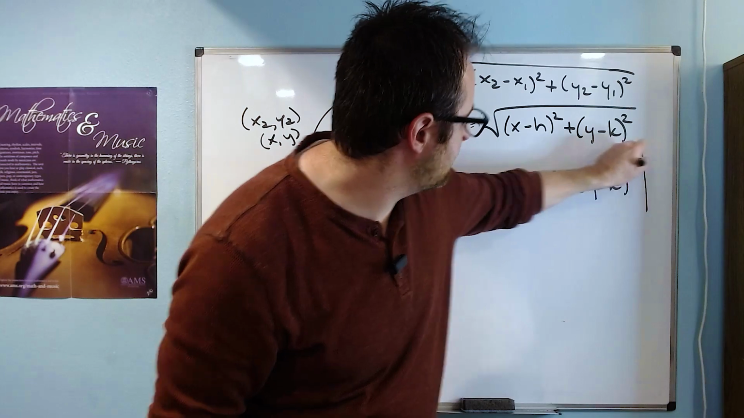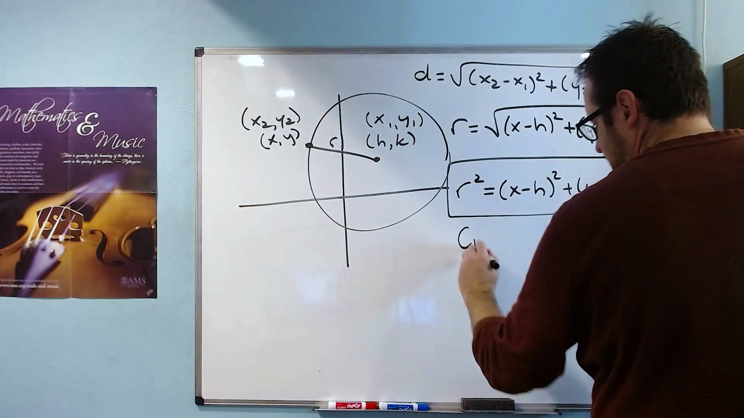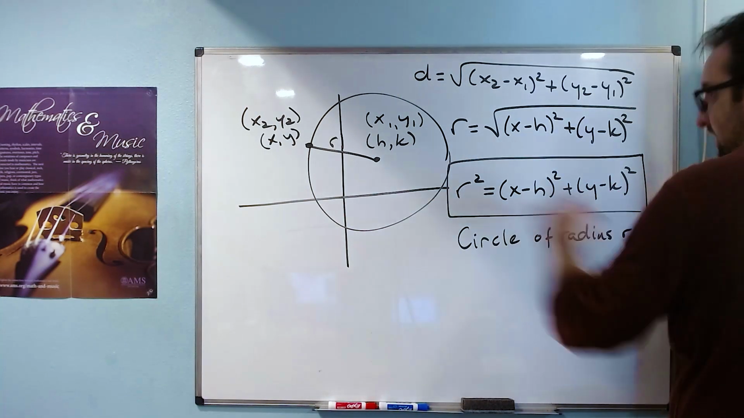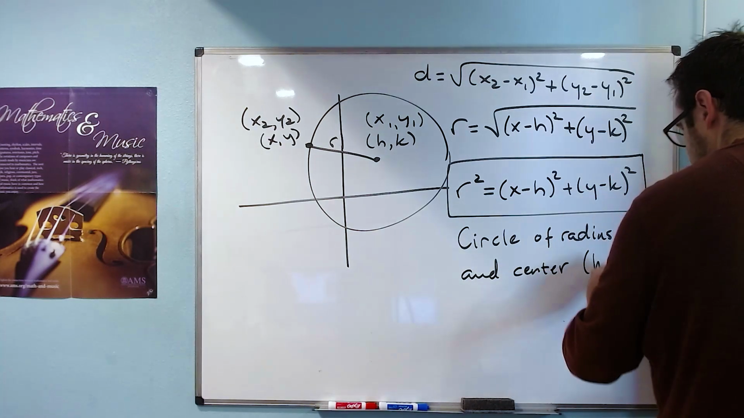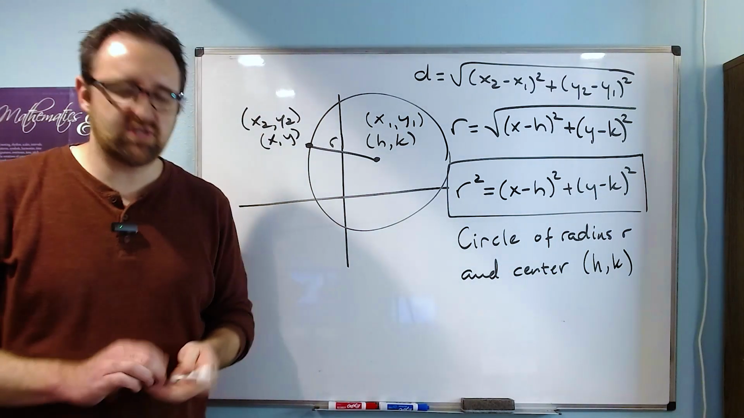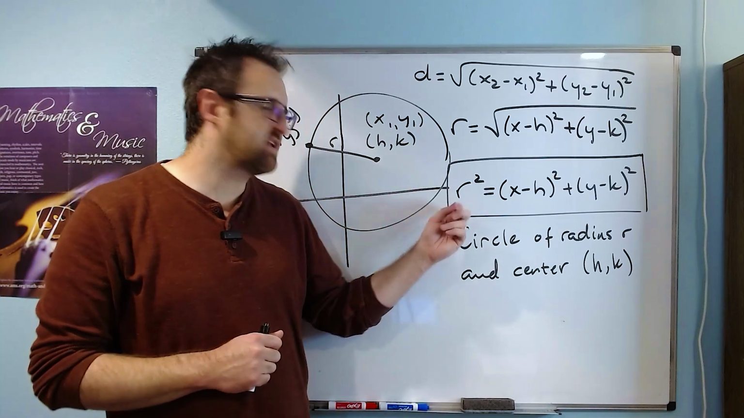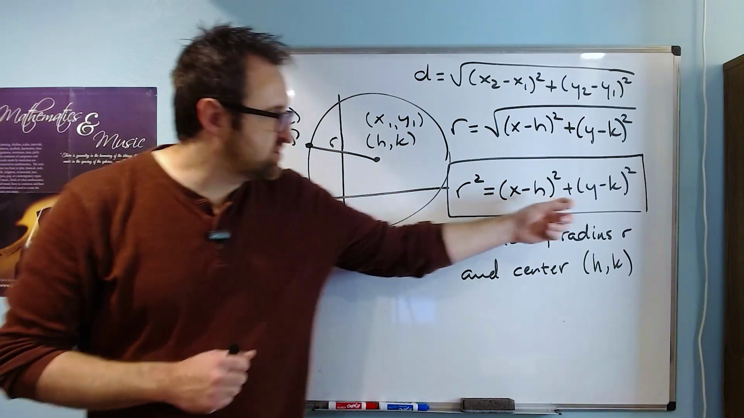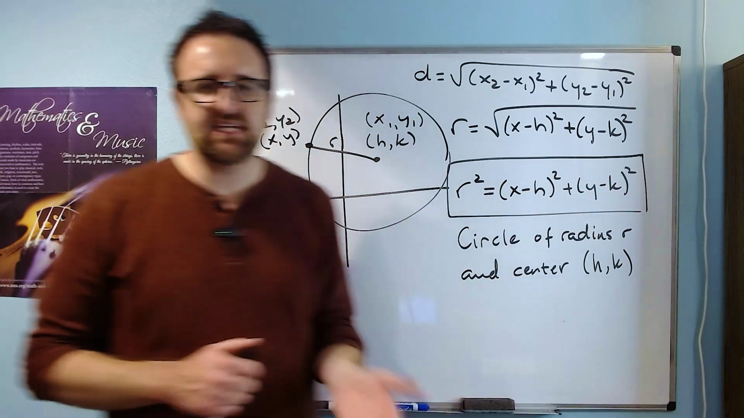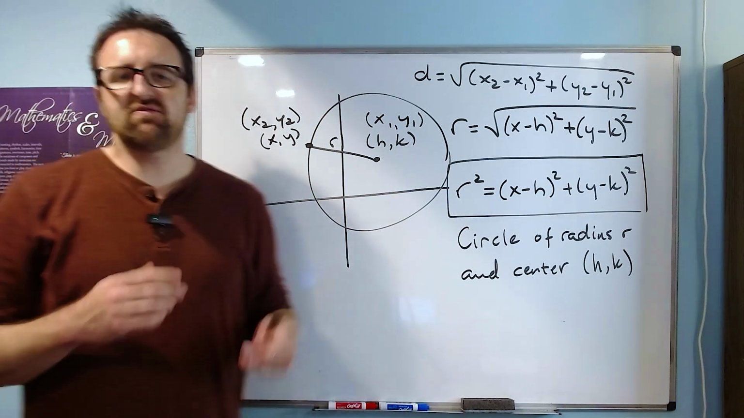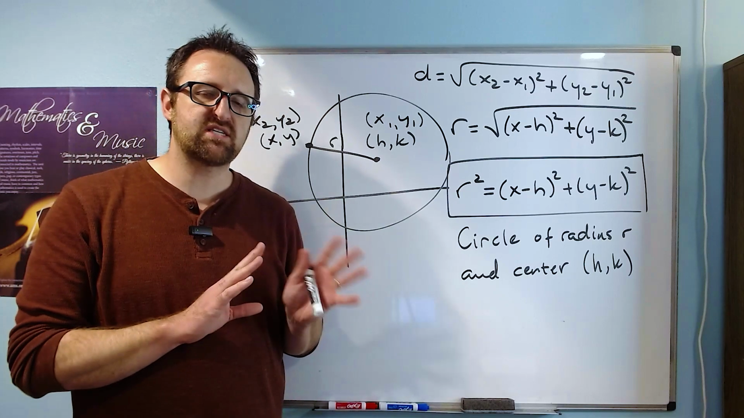And this is actually a general circle. This is a circle of radius r and center (h, k). And sure enough, if we were to do our previous example again and happen to have known this formula, we could have plugged in 4 for r, 3 for h, and -1 for k, and gotten the exact same equation we had before.